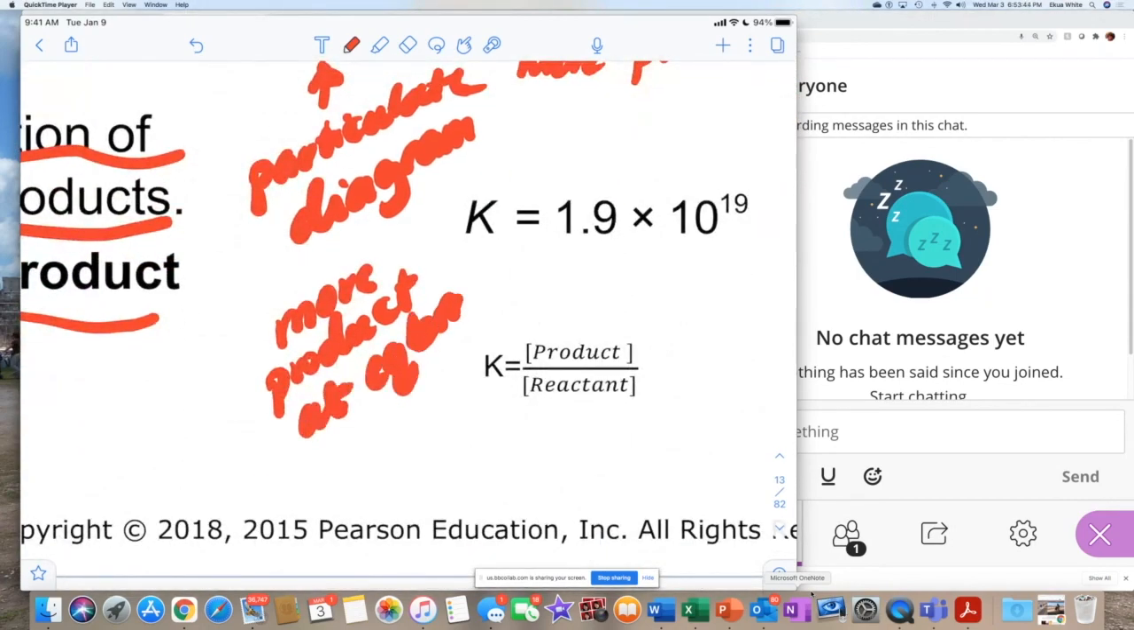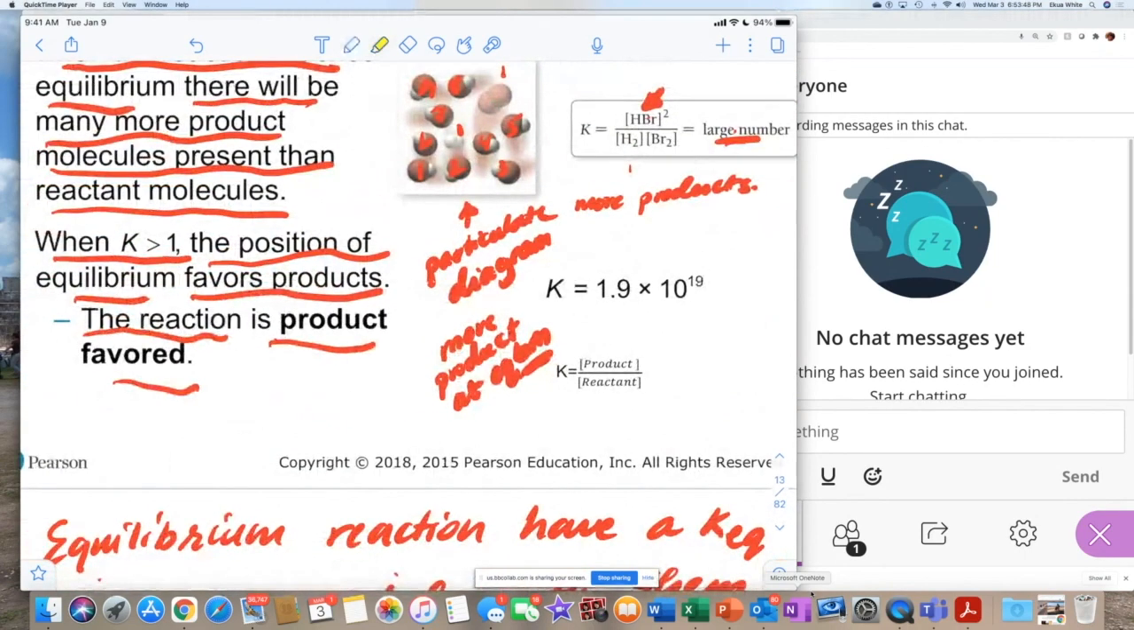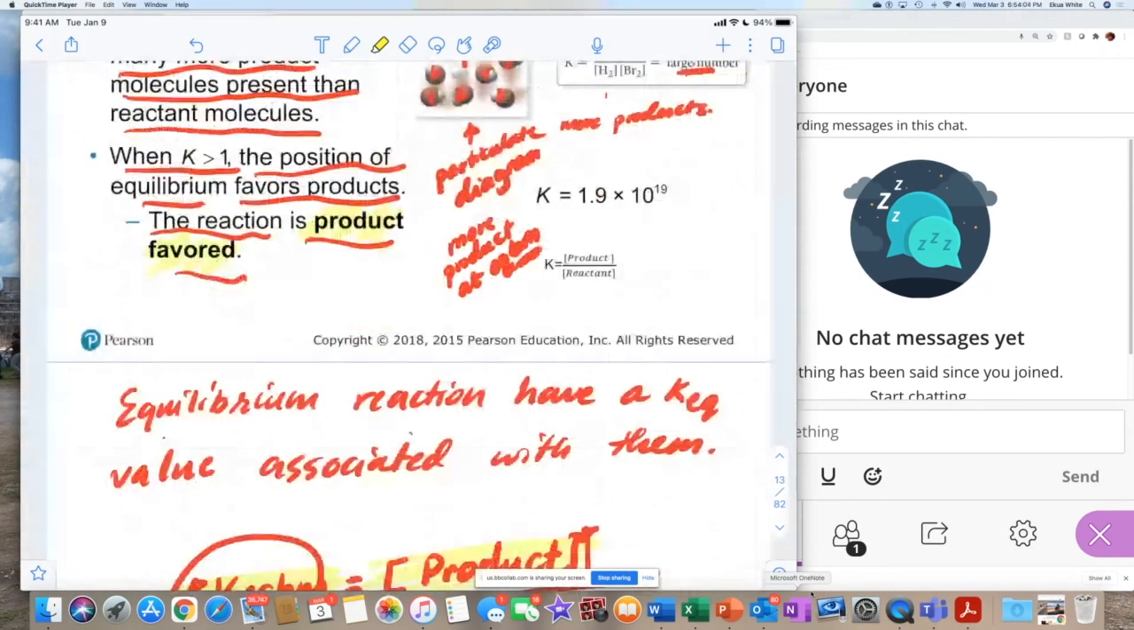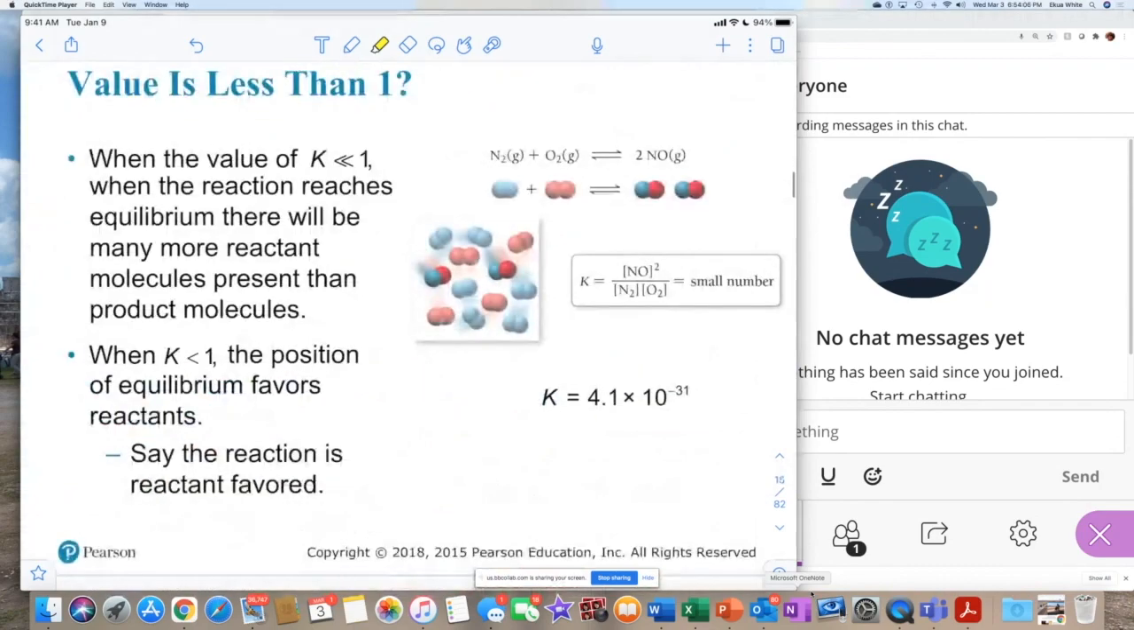This is a short form of equilibrium, EQBM, equilibrium, okay? If you have more product, guess what they're saying? It's product favored. As in, during equilibrium, when you are at that concentration or level, if you're doing a roll call of the molecules, you will find more product than you would reactant. So once again, hope this helps.